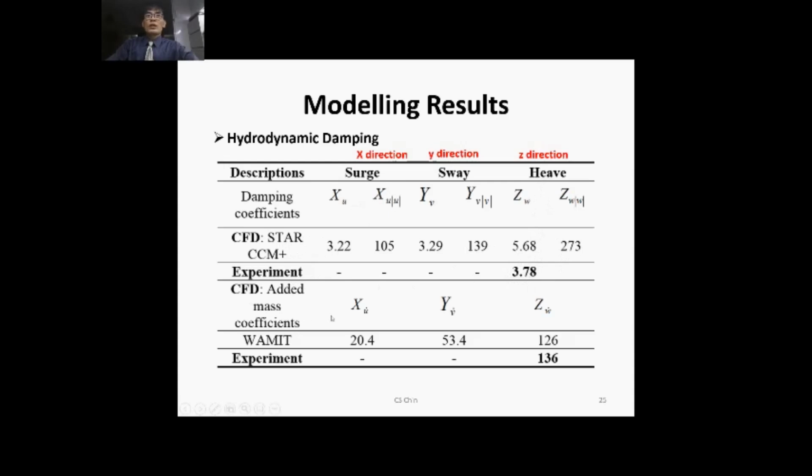Whereas for CFD, you can compute different directions, X, Y, Z, for the added mass. And WAMIT is one of the software packages that we use to compute the added mass. For the experimental data, we only have one because we are only determining the heave direction for the added mass. So you can see that we are not so close, but you can see that they are in the same direction.